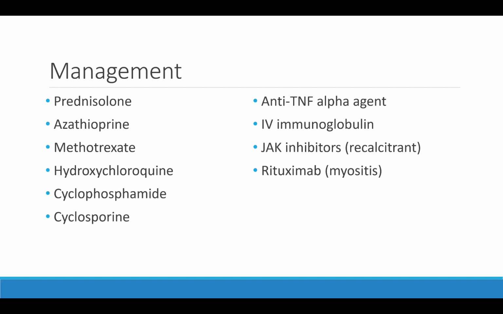Management of dermatomyositis ranges from prednisolone, azathioprine, methotrexate, hydroxychloroquine, cyclophosphamide, cyclosporine, anti-TNF-alpha agent, IVIG, JAK inhibitors, as well as rituximab for myositis.